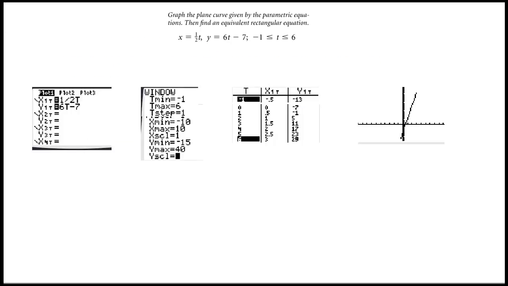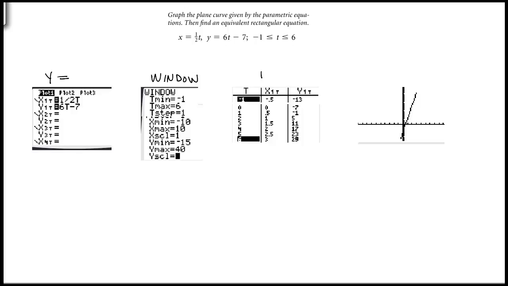It says to graph the plane curve given by the parametric equations, then find the equivalent rectangular equation. We have x equals 1/2 t, y equals 6t minus 7, where t is between -1 and 6. If we want to use the graphing calculator, the first thing you need to do is go to y equals, and let x1 be 1/2 t and y1 be 6t minus 7. Then, for the parameters of t, we go into the window. T min is -1, T max is 6, with a T step of 1. The x and the y change from problem to problem.